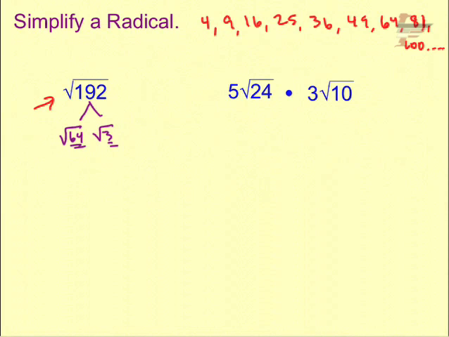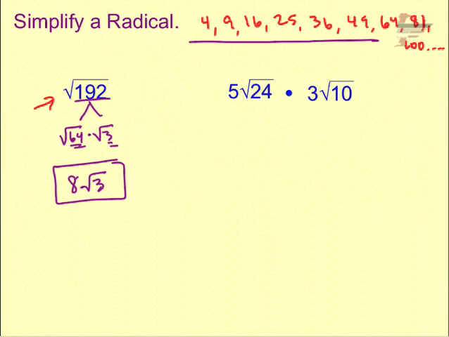This is our product property of radicals: if you have the square root of 192, you can break it apart into 2 separate radicals. The reason we picked the square root of 64 is because we know the square root of 64 is an even 8. And for the square root of 3, none of these numbers go into 3, so that is as reduced as it is going to be. So our final answer is 8 times the square root of 3.